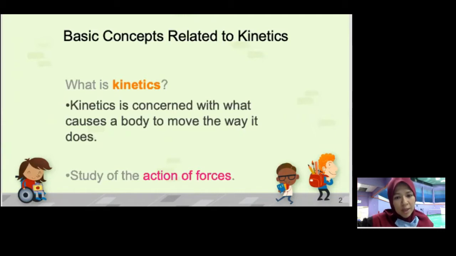It's about one particular thing that moves either our body or a machine. So it's all about the way things or human beings move from one place to another, right? So basically, kinetics is not just about the moving; it's about the action of forces. So ada gerakan daripada daya yang terlibat.